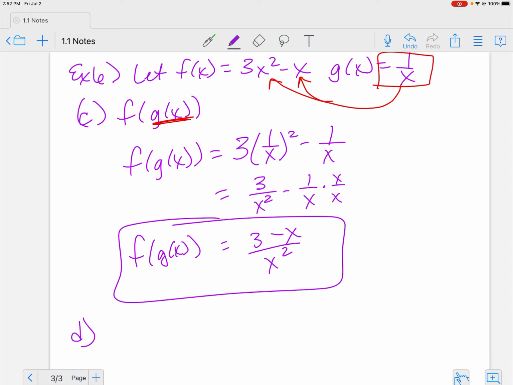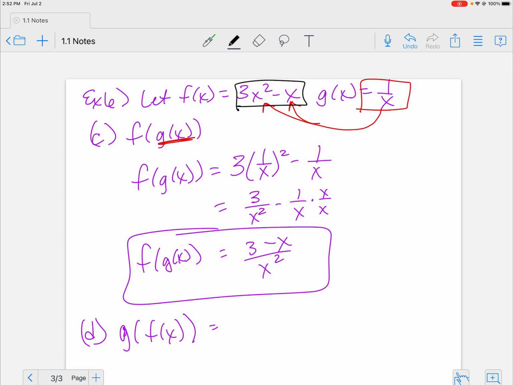Right? What if I want to switch it around? What if I want to say g of f of x? So that means I'm going to take my f of x function, and I'm going to put that in place of the g. Because this is the inside function, right? I'm taking that f of x, and that is my input. That whole function is my input.